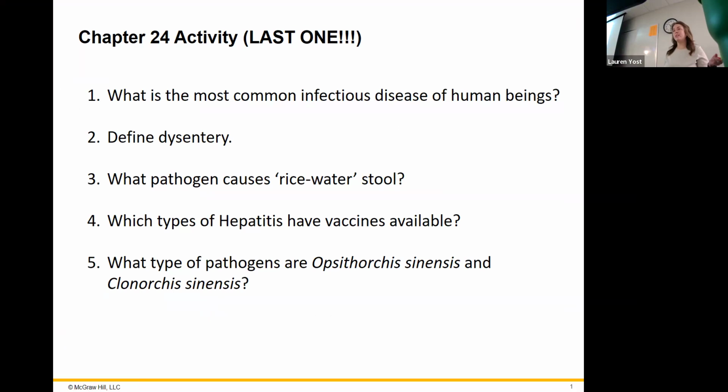The most common infectious disease of human beings: dental caries, right? Tooth decay. Define dysentery: that's bloody diarrhea. What pathogen causes rice water stool? The pathogen associated with that is Vibrio cholerae. Remember, that's a bacterium. Which types of hepatitis have vaccines available? Just A and B. C doesn't have a vaccine yet. What type of pathogens are Opisthorchis sinensis and Clonorchis sinensis? Those are the Chinese liver flukes, so they are helminths.